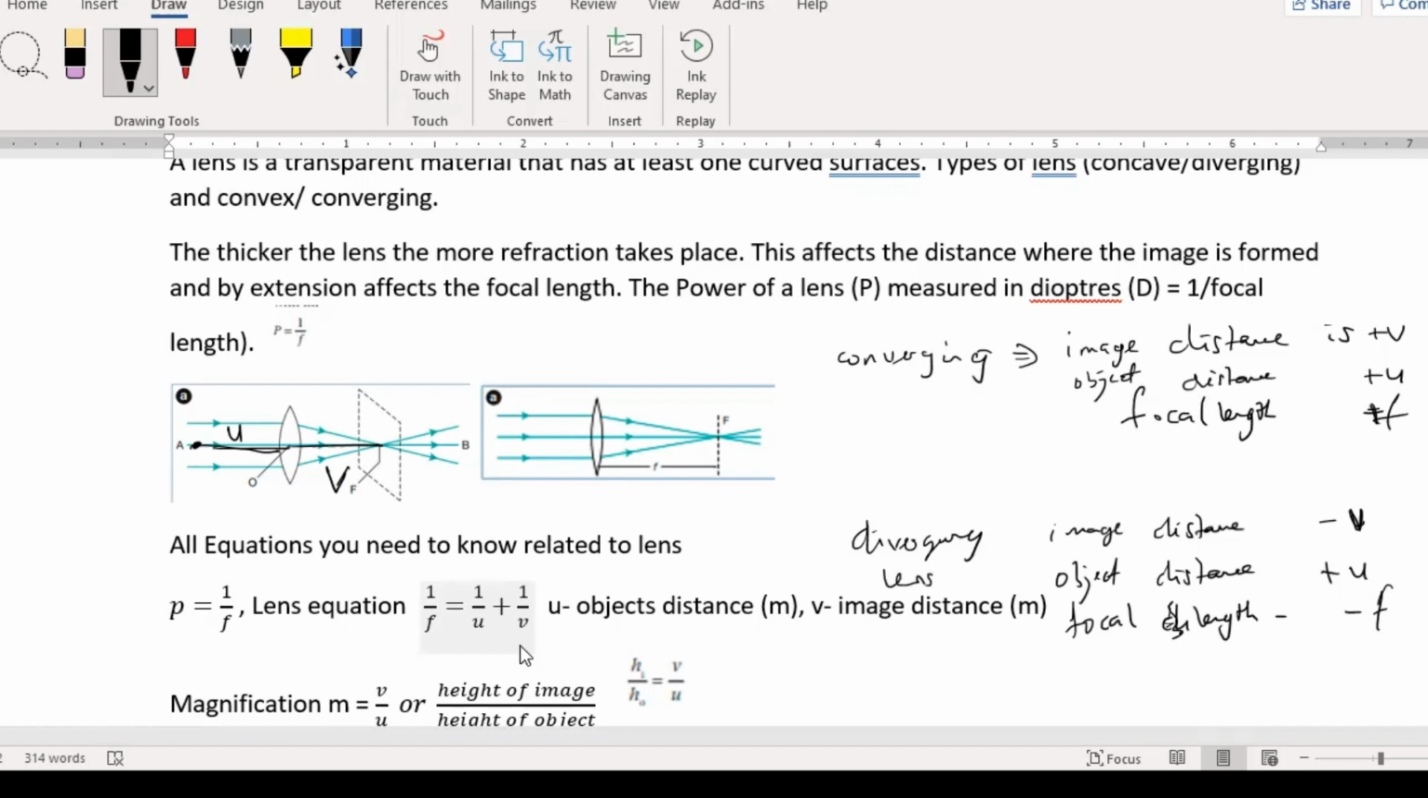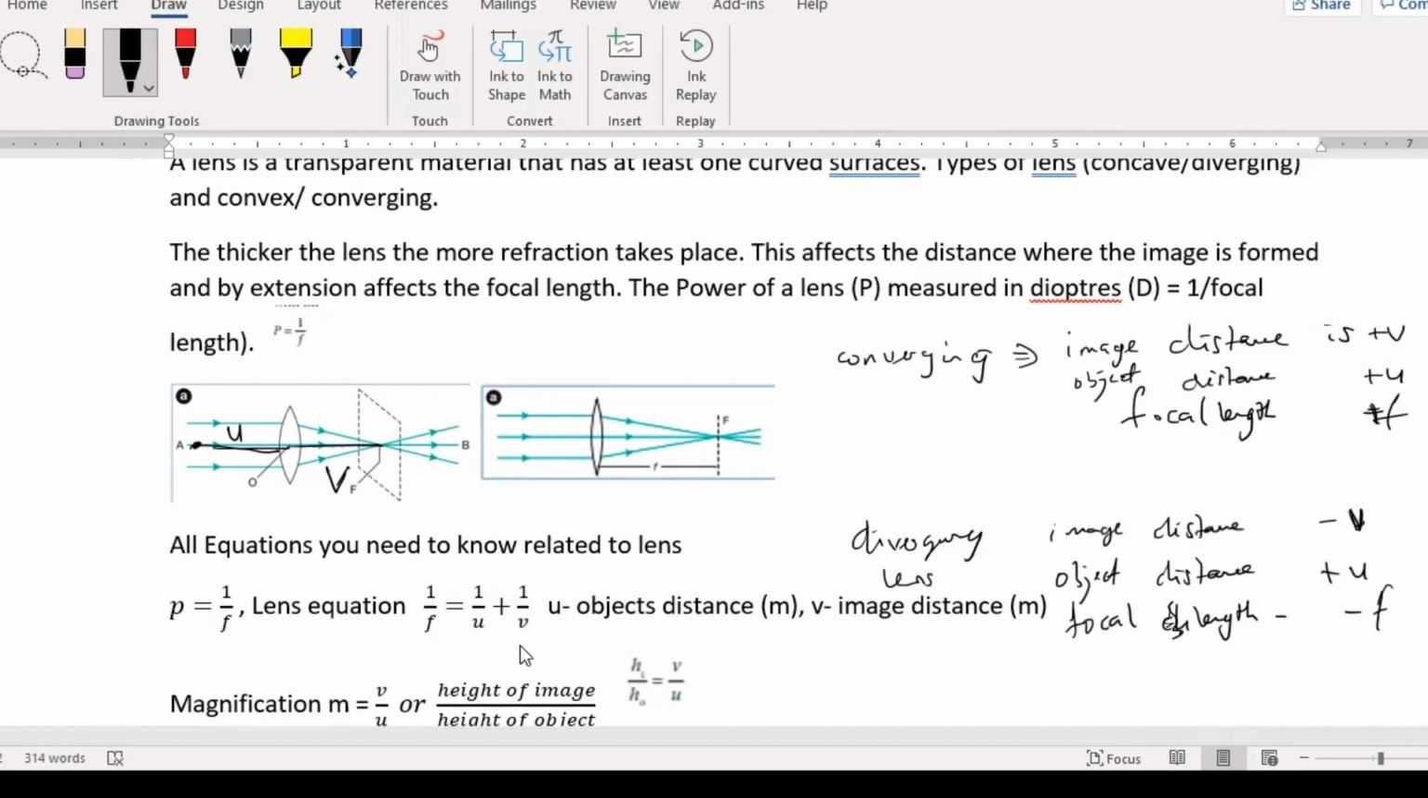But for the diverging lens now, there are two things that I'm going to confirm, but I know for a fact that the focal length has to be negative. For the diverging lens, the focal length has to be negative. But I'll check that quickly for you.